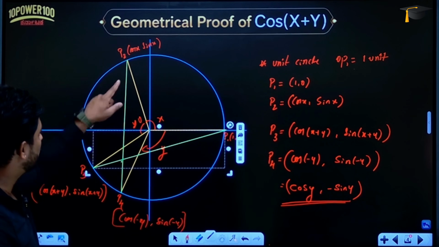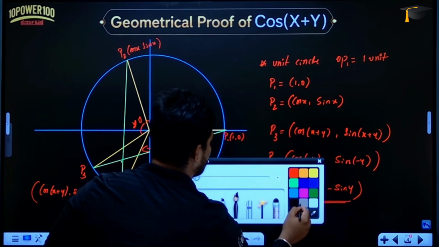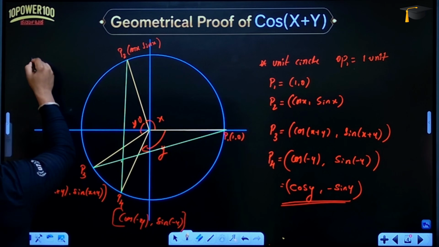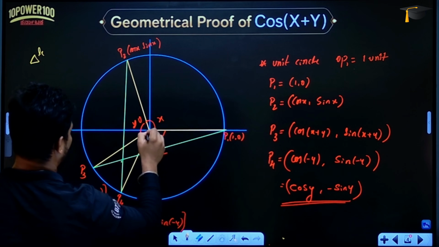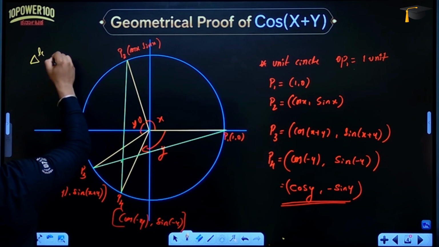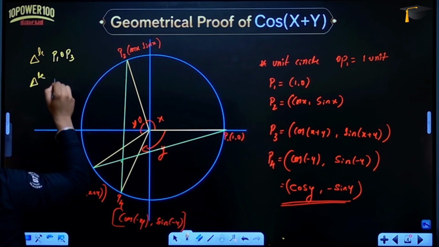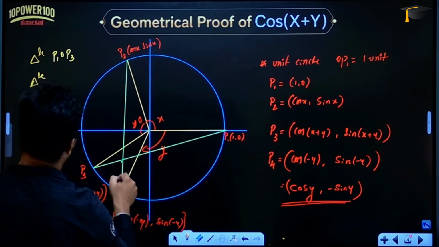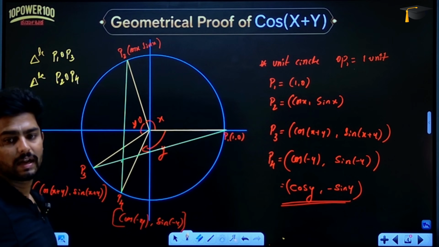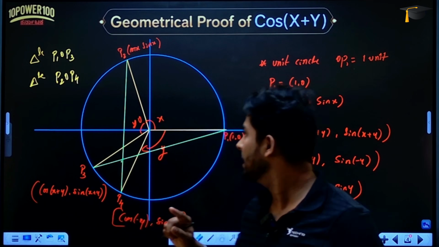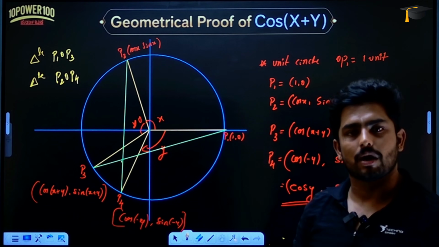Okay, so I got two triangles. What are the triangles? I'll write here: triangle P1 O P3, and the other triangle is P2 O P4. So these are the two triangles that I have got. Triangle P1 O P3 and triangle P2 O P4. So they are actually nothing but congruent to each other.